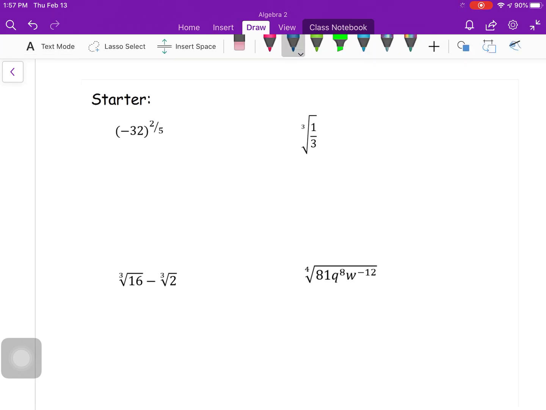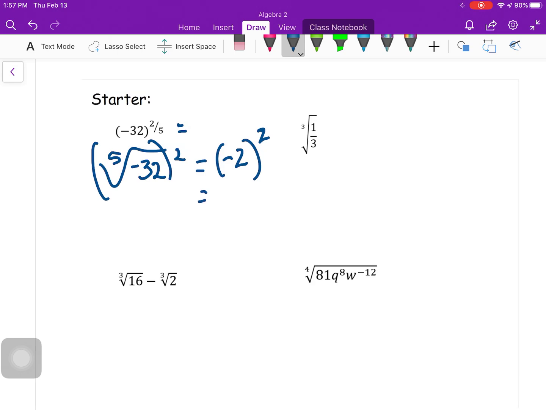Right? This time it's a negative 32 to the 2/5. So that would be the 5th root of a negative 32 squared. Well, the 5th root of a negative 32 is a negative 2. Remember, negatives always have to go in parentheses, and then I still have to square. So a negative 2 times a negative 2 is a positive 4.